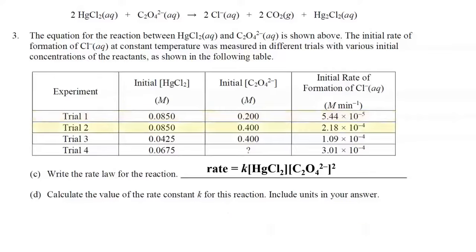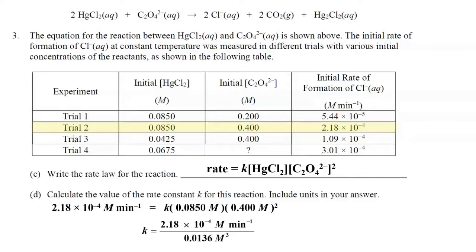So here's the data for trial 2. So I plug in those numbers. Again, I'm using the rate law that says it's first order with respect to HgCl2, second order with respect to C2O4 2-, so don't forget to square the concentration of the oxalate ion. And when I do the math, again, I get 0.0160, and my units are molarity to the negative 2 power, minutes to the negative 1.